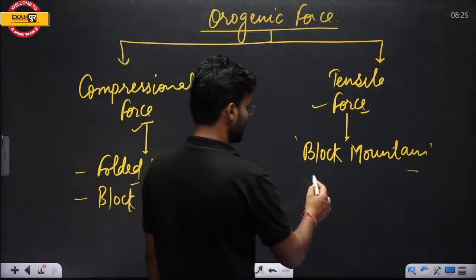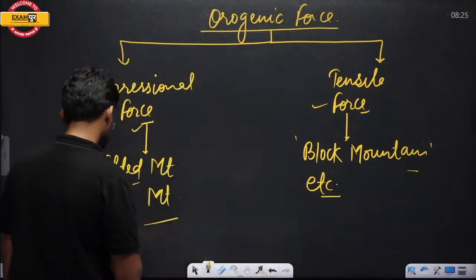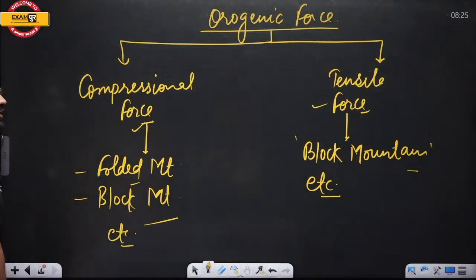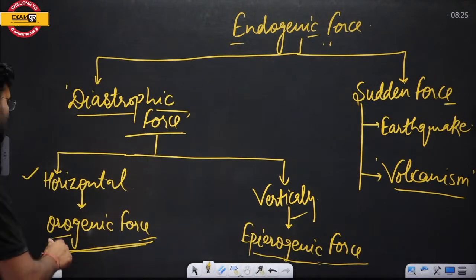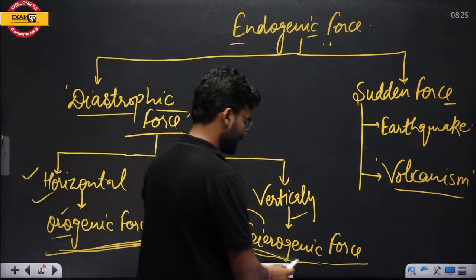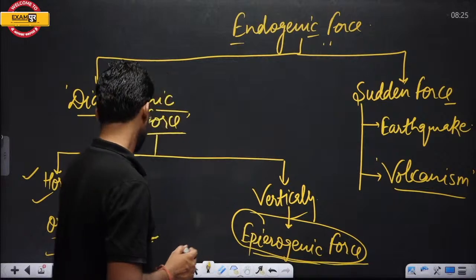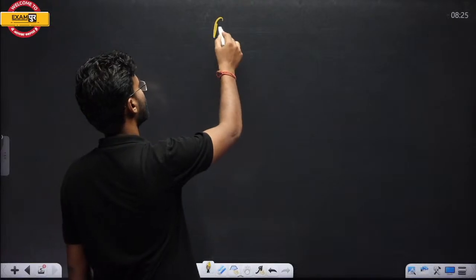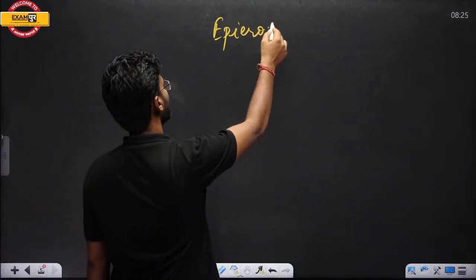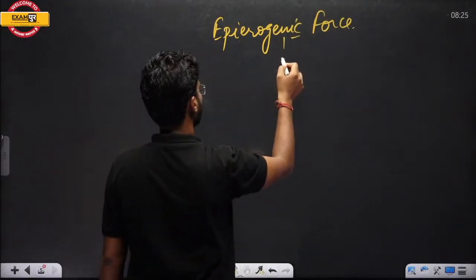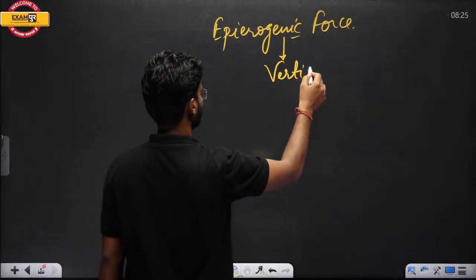Okay, and many other phenomena, many structures, are also seen with these types of forces. So this is the compressional force and the tensile force. The other force, as we know, we have done the horizontal orogenic, but the vertical force is the epirogenic force. Epirogenic forces are the forces which work in the vertical direction.